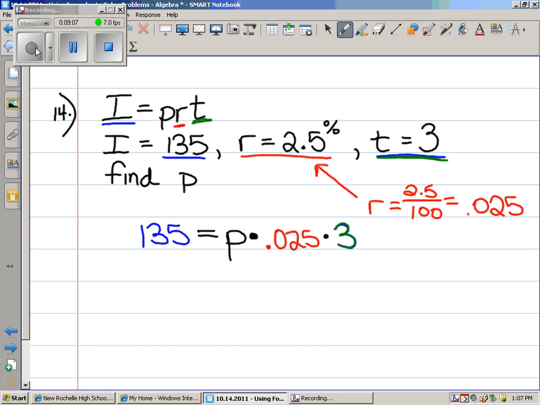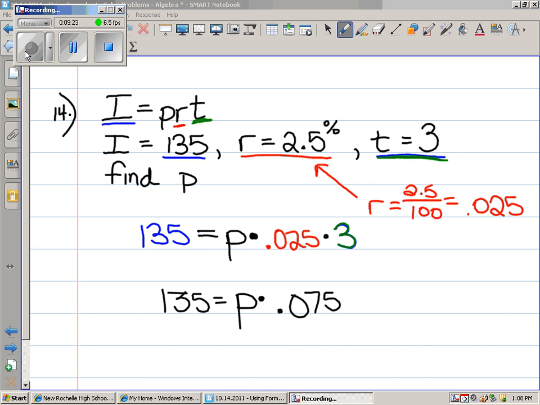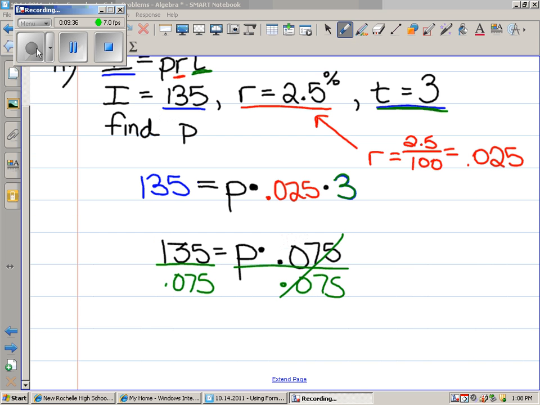All right. Did anybody get a chance to do it? What is it? Here, we have to multiply these two numbers on the right. 0.025 times 3, you get 0.075. Now what do you do? How do we get P by itself? Yeah, very nice, Siobhan. We're going to divide both sides by 0.075. Do me a favor, punch that into your calculator.